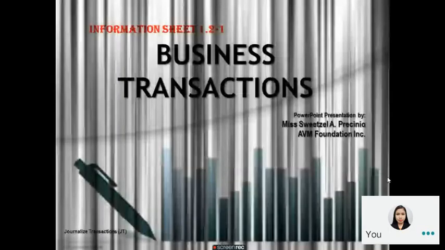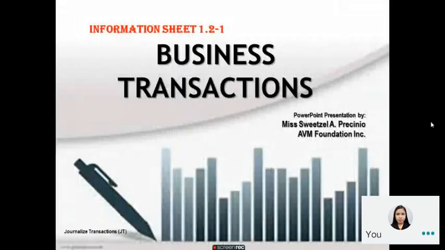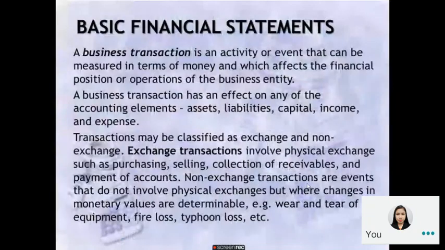Okay. So our continuation with our topic for today is the information sheet 1.2-1 about the business transactions. Again, it is in the same subject that we have for first semester, which is the journalized transactions. So basic financial statements. A business transaction is an activity or event that can be measured in terms of money and which affects the financial position of operations of the business entity.